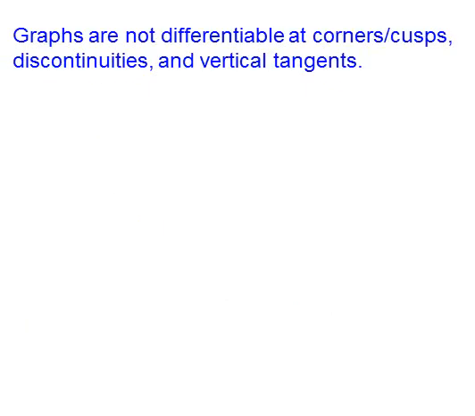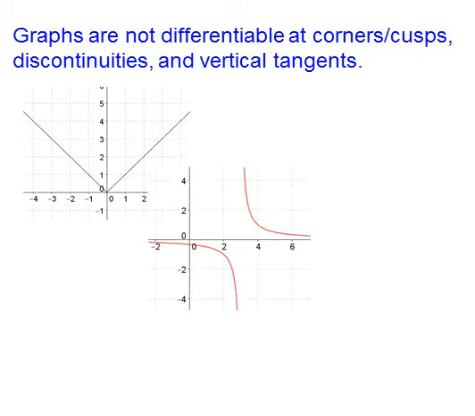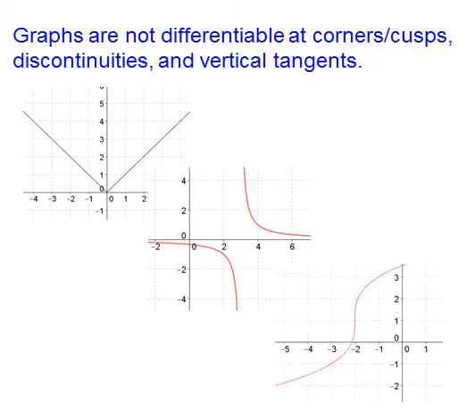In other words, putting that all together, we can conclude that a graph is not differentiable at a corner or cusp because the slopes approach different values from both sides at that point. A graph is not differentiable at a discontinuity. The slope can't exist if there's no point there. And lastly, the graph will not be differentiable if it has a vertical tangent at that point. This last graph would have a vertical tangent line at the point (-2, 1). Since the slope of a vertical line is undefined, the derivative at this point does not exist.